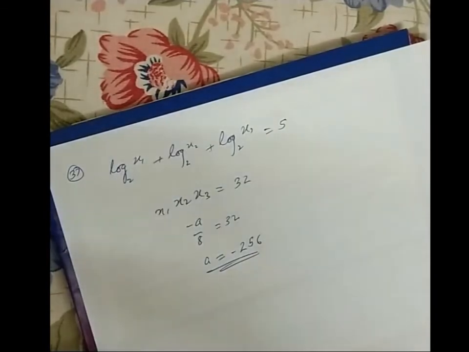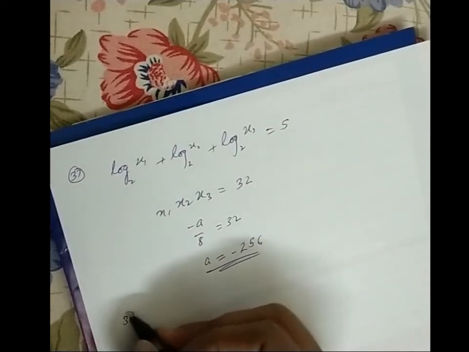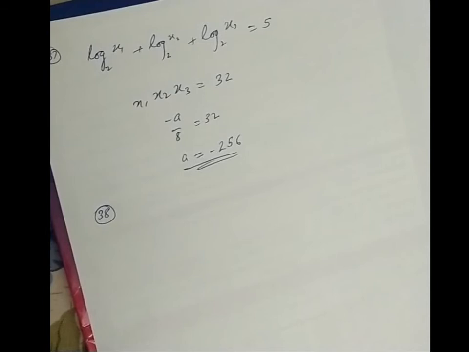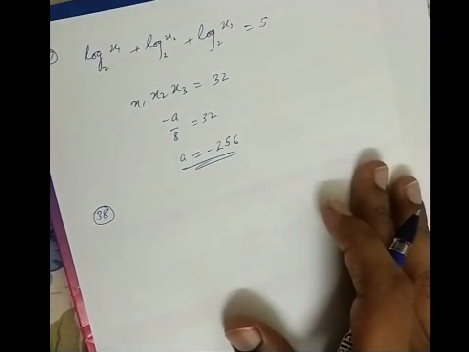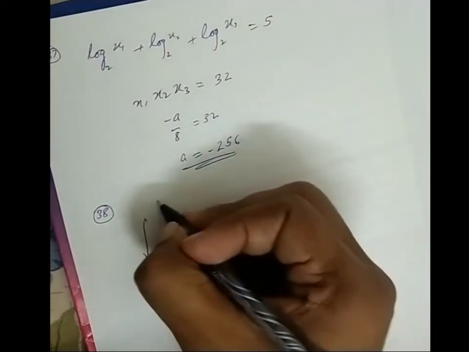Moving on to the next question, which is matrix match. Question number 38. So for calculating the first part of question number 38, we can see root 2 plus 1 and root 2 minus 1, so we need to find the value of the integral from root 2 minus 1 to root 2 plus 1.